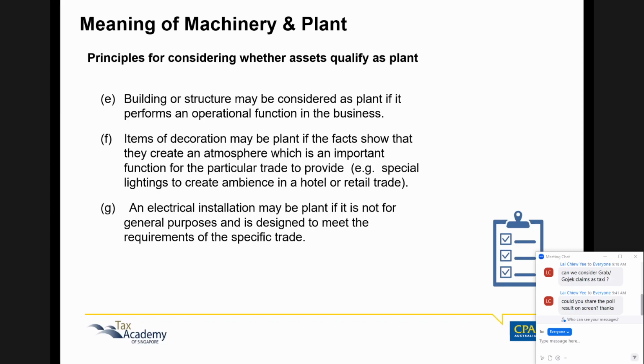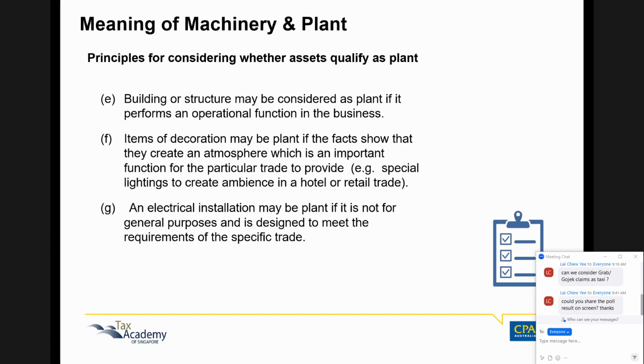When I say case laws, this means there will of course be opposing views, and then they go to the court, and the court makes a decision. Which is why we say sometimes the case for plant may not be that clear.